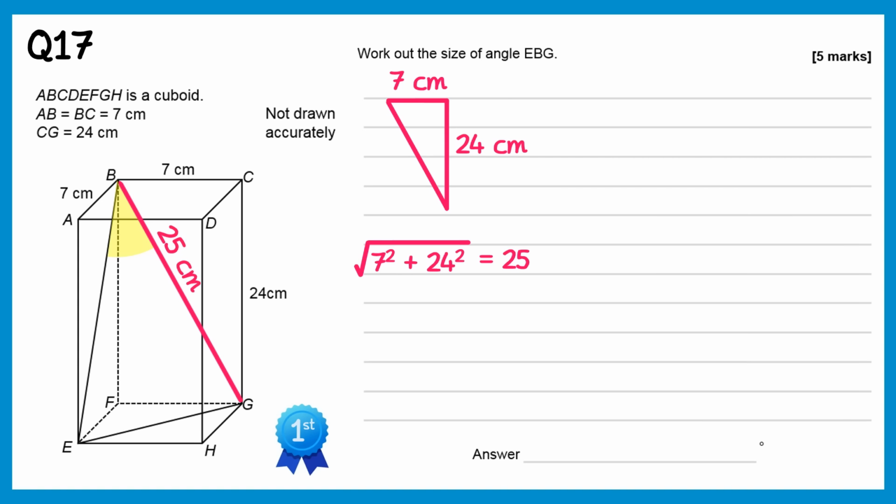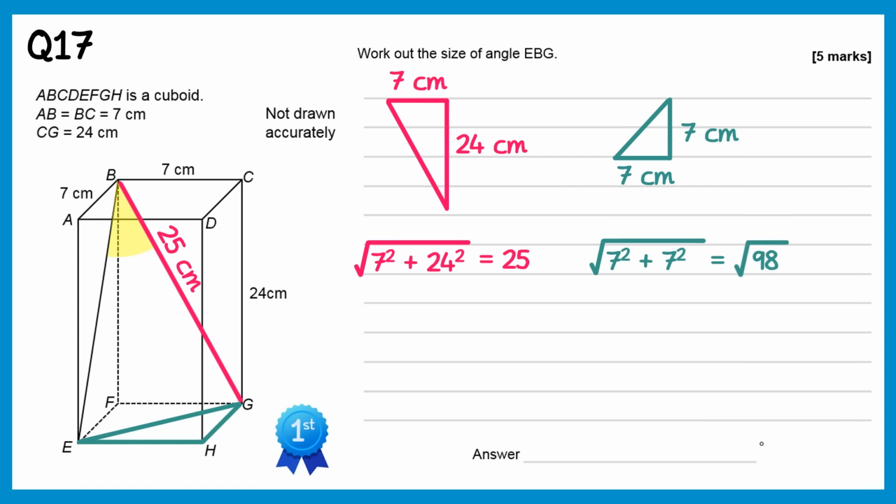We're now going to look at the triangle on the bottom of this shape, triangle EGH. For this triangle we have 2 sides, one of them is 7 and the other one is also 7. So if we use Pythagoras again, the square root of 7 squared plus 7 squared gives you square root 98. So the length of line EG is square root 98. Now the lines BE and BG are the same, therefore BE is also 25 centimeters.